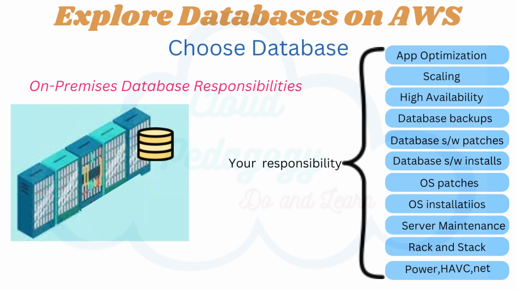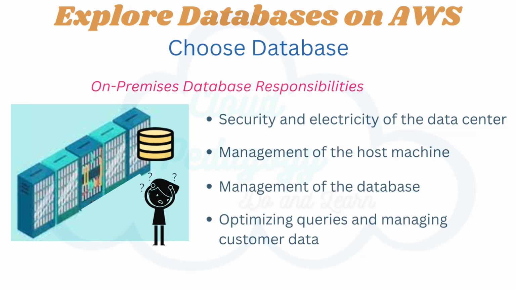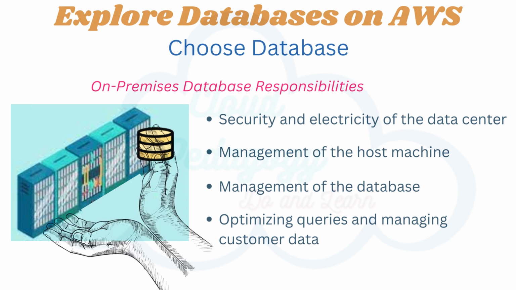In an on-premises database, let's say you operate a relational database on-premises, meaning in your own data center. In this scenario, you are responsible for all aspects of operation, including the security and electricity of the data center, the management of the host machine, the management of the database on that host, as well as optimizing queries and managing customer data. You are responsible for absolutely everything, which means you have control over absolutely everything.